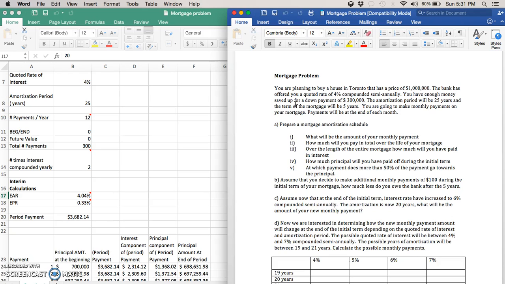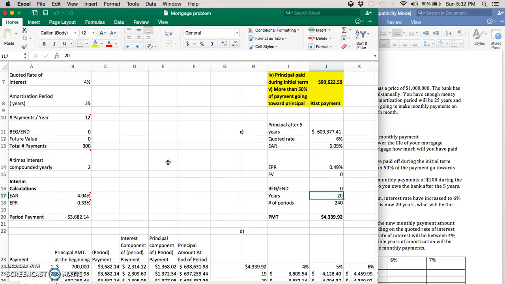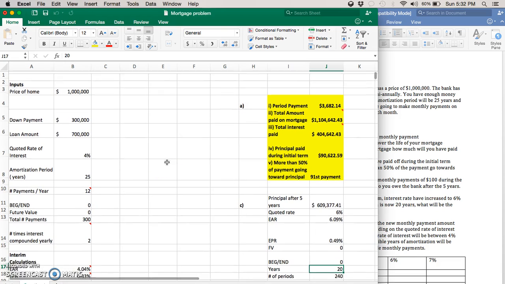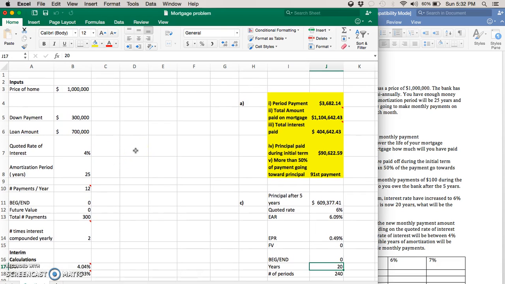You're going to be making monthly payments on your mortgage, and payments will be made at the end of each month. So the first part of this problem is to prepare a mortgage amortization schedule. For the first two parts of A, we're not going to need it, so I'm just going to go through the question, and then later on I'll tell you when you would require an amortization schedule.